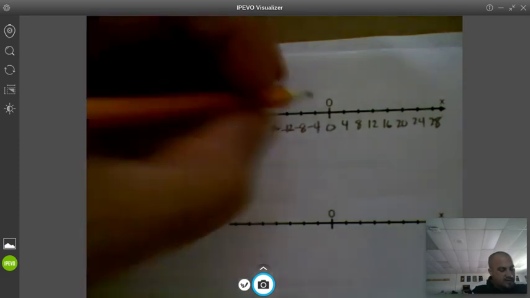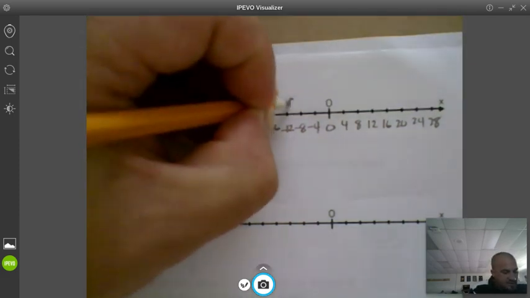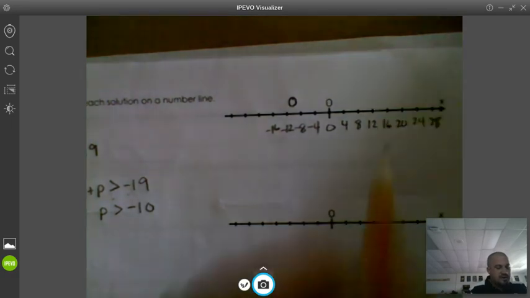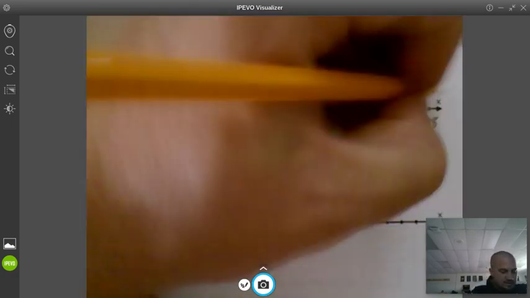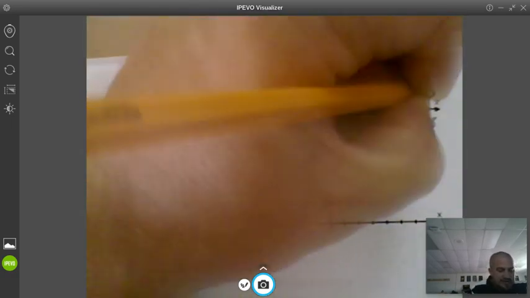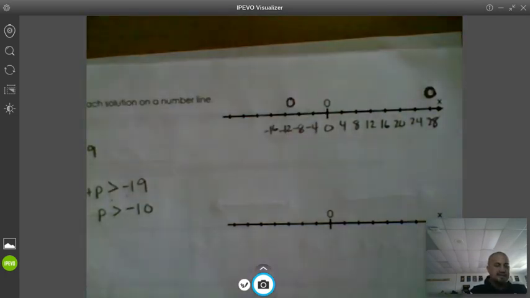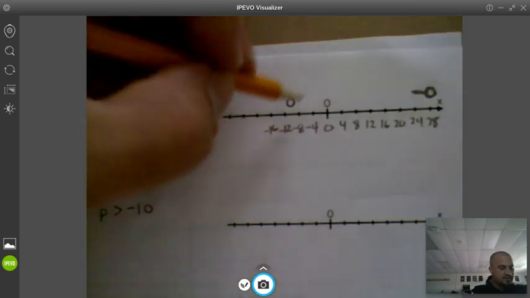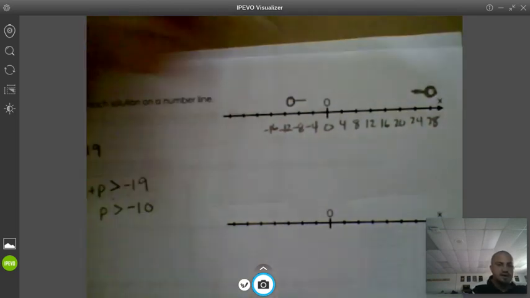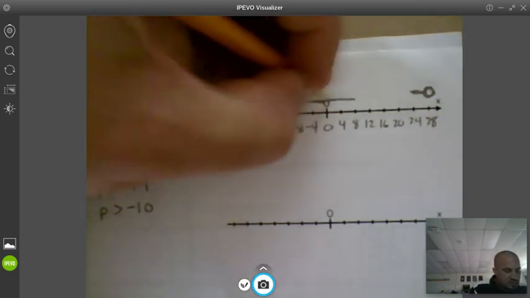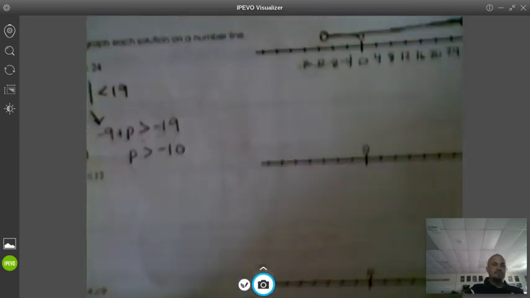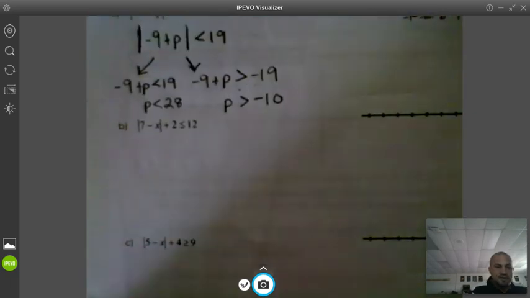So P is greater than negative 10, so negative 10 would be about right here. It's greater than, so that's an open circle. And P is less than 28, that would be all the way over here. Again, an open circle. It's less than 28, so we shade to the left of 28, and it's greater than negative 10, so we shade to the right of negative 10, and they will meet in the middle. So there is your shading. All right, let's go to B.